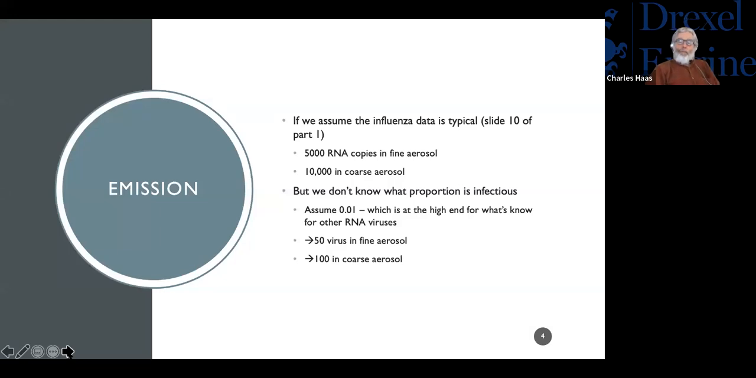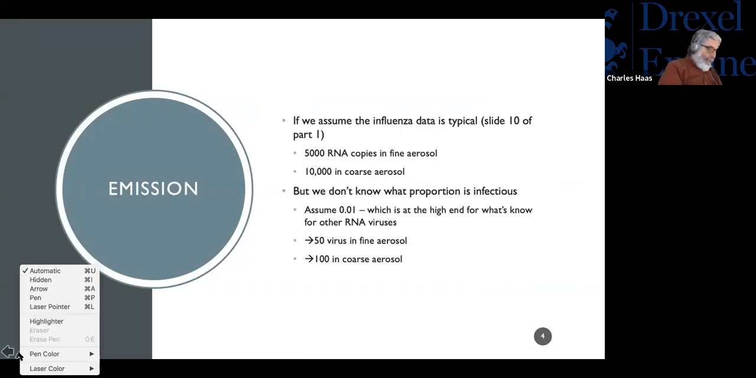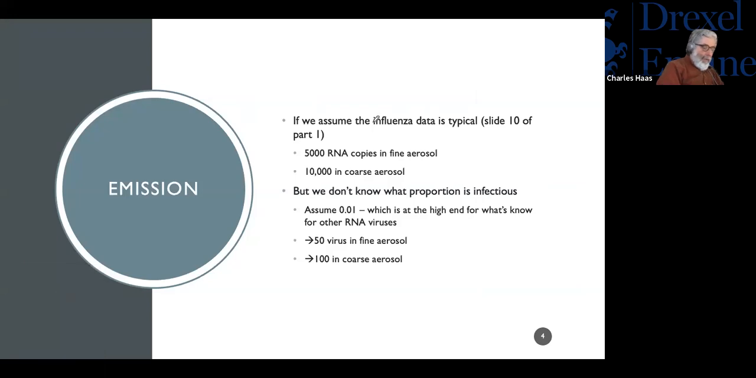So for emission, if we assume that the influenza data is typical of SARS-CoV-2, and we use the data from slide 10 of the first part of this week's class, we expect with the 30-minute release, 5,000 RNA copies in the fine aerosol, 10,000 RNA copies in the coarse aerosol.